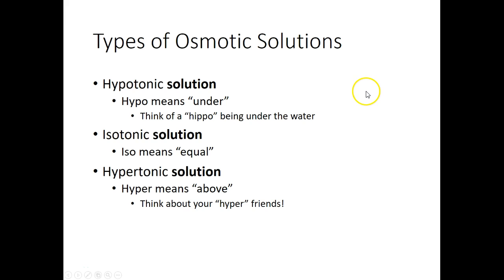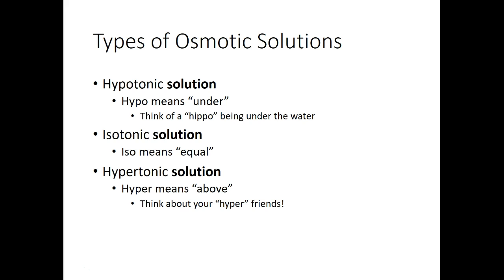We're going to look at the different types of osmotic solution. So the first one's called a hypotonic solution. Hypo here means under, so you could think about a hippo being under the water. Isotonic means equal, so isotonic solutions. And then hypertonic solutions, hyper means above, so you can kind of think about your hyper friends, and that'll help you with some of these terms.